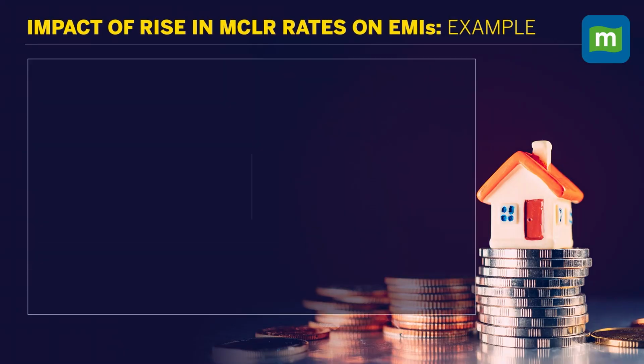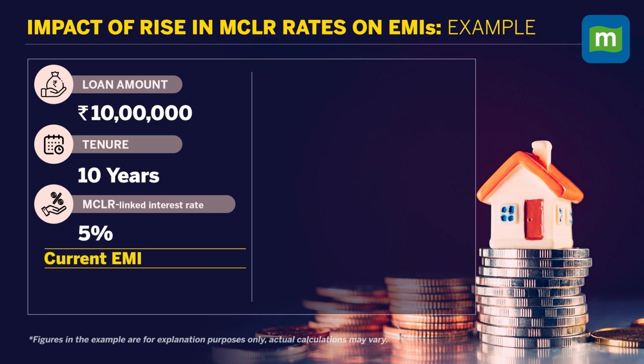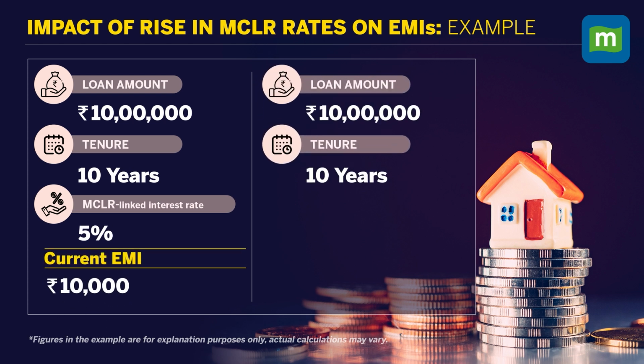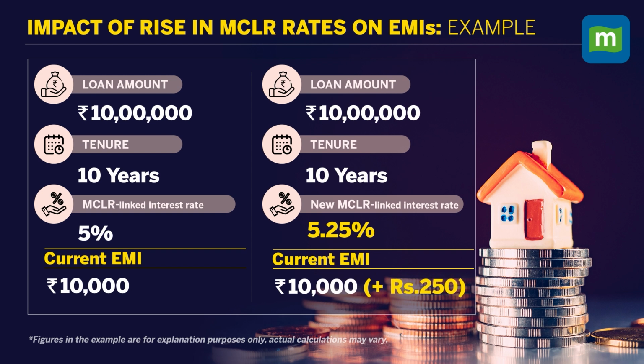Now let's understand the impact of the rise in MCLR on your EMI with an example. So let's suppose that you have a home loan of Rs 10 lakh with a tenure of 10 years and an MCLR linked interest rate of 5%, and your current EMI is around Rs 10,000. Now, if the MCLR rate increases by 25 basis points, that is 0.25%, the new effective interest rate will become 5.25%, and the new EMI will be Rs 10,250. This means your monthly payment will increase by Rs 250 due to the interest rate hike. So as you saw in the example, the increase in the MCLR will make the home loans expensive.